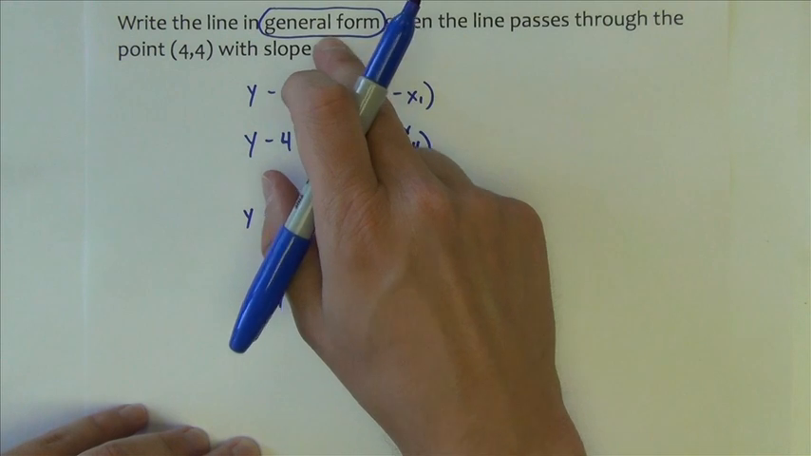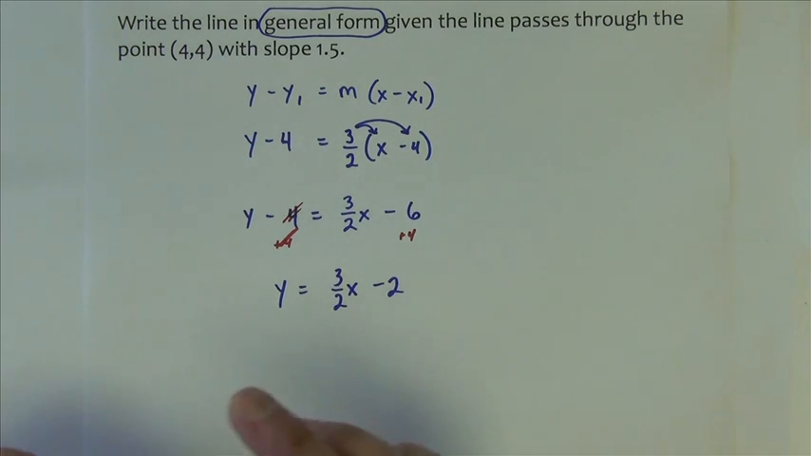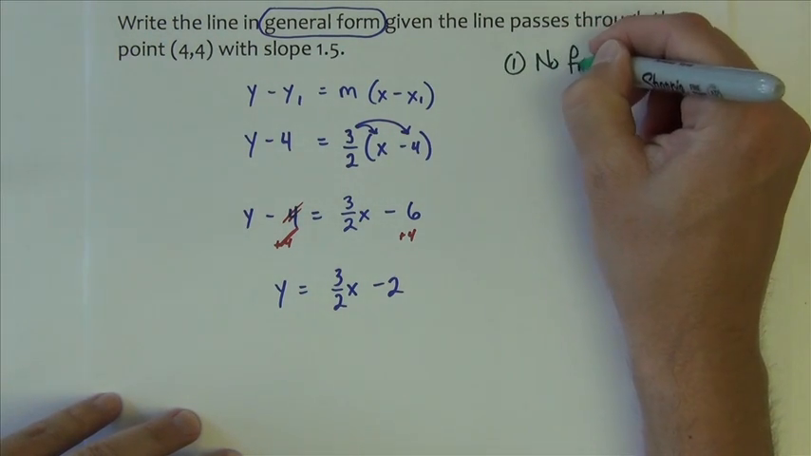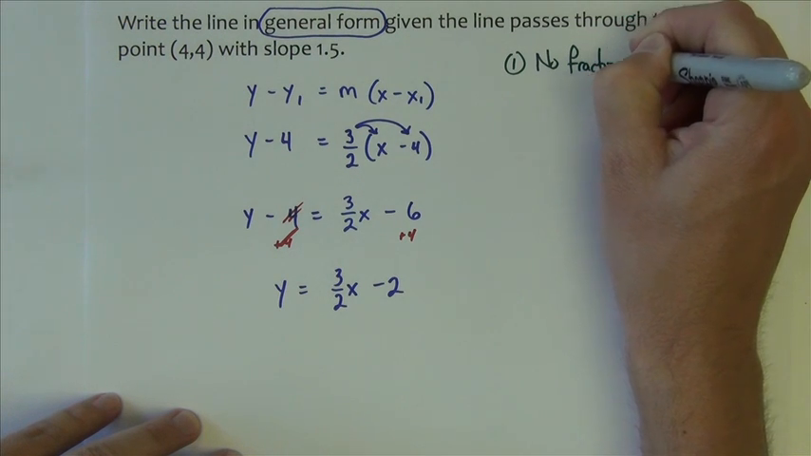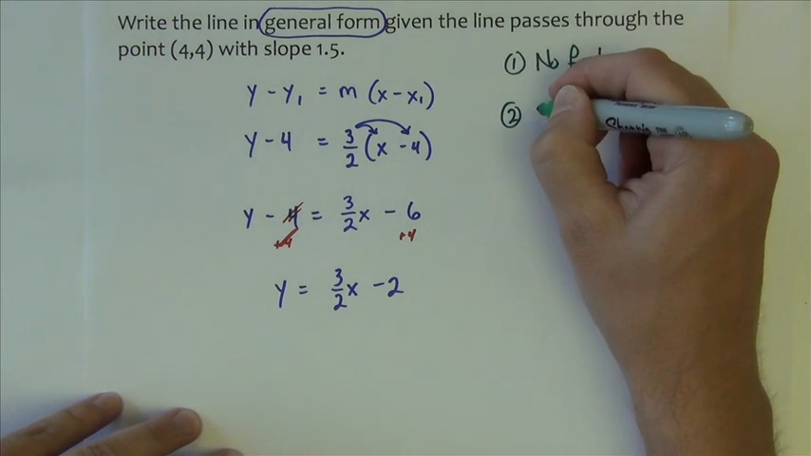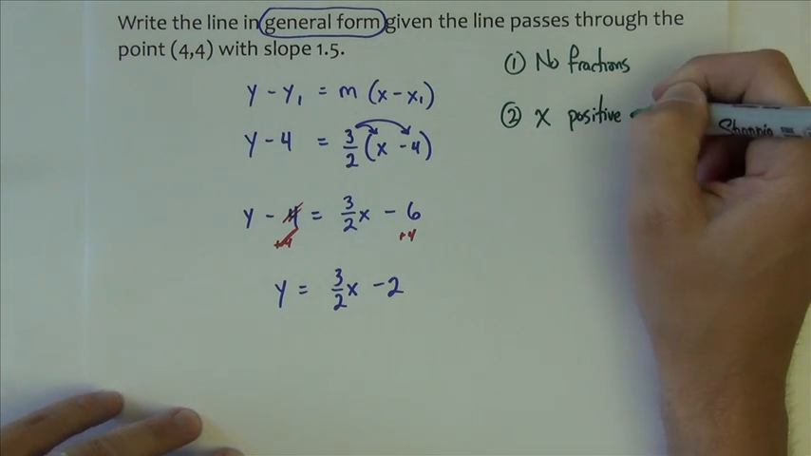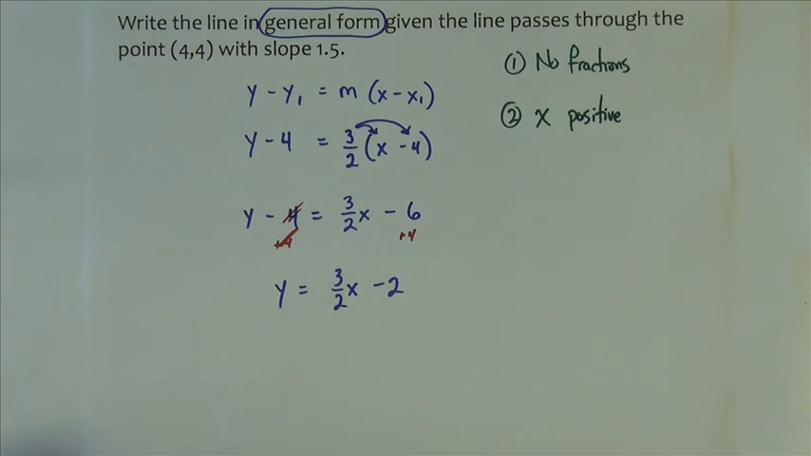Let's take it to a general form. Now, two things to consider with this general form of the equation of the line. Again, one, no fractions. Two, I want the x to be positive. Okay, so let's keep those two things in mind as I do this. I think we can get there in a couple steps.